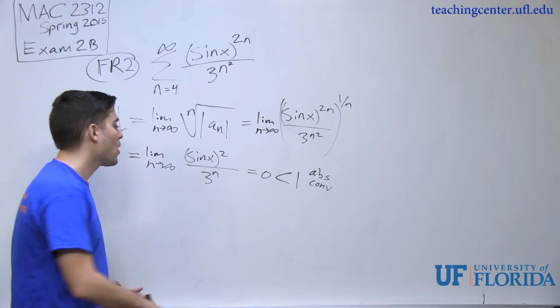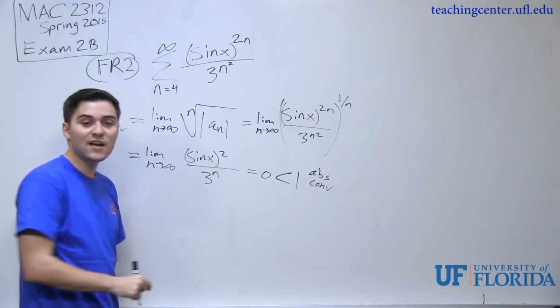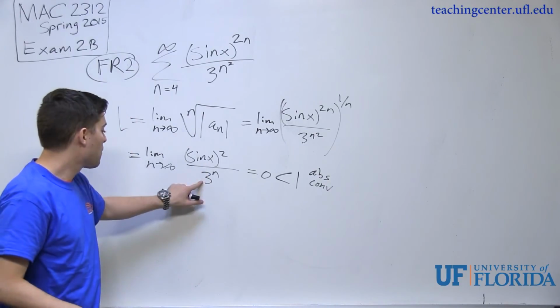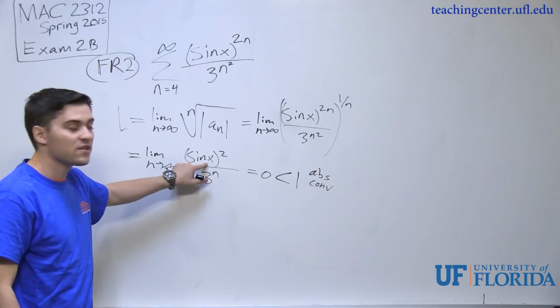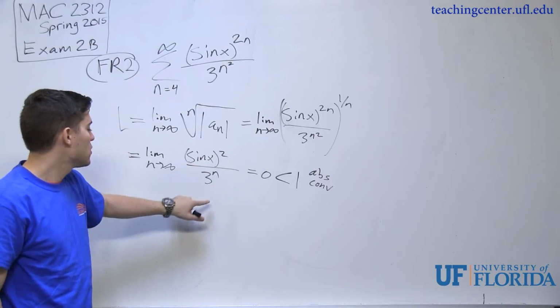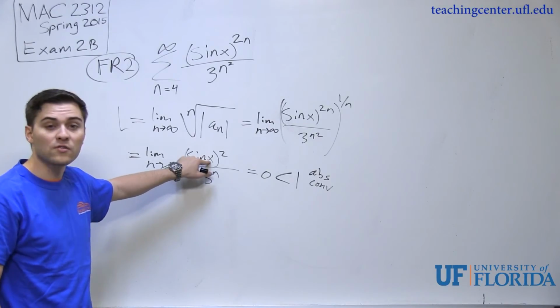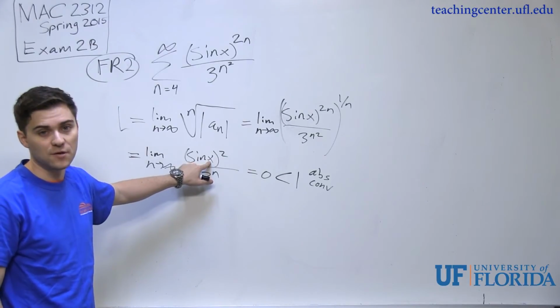But again, we were trying to figure out what values of x will satisfy this and make it convergent. Well, no matter what x value I plug in, the bottom will never change, nor will the top ever become dependent on n. So whenever I take this limit, regardless of what x is, it will always be 0.